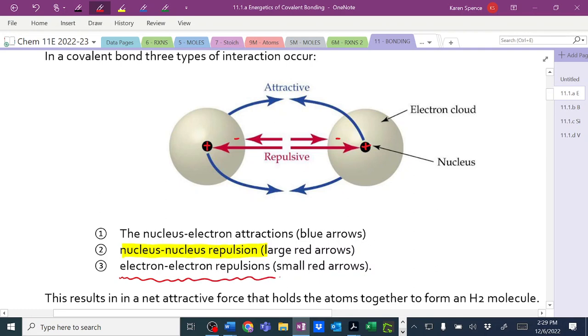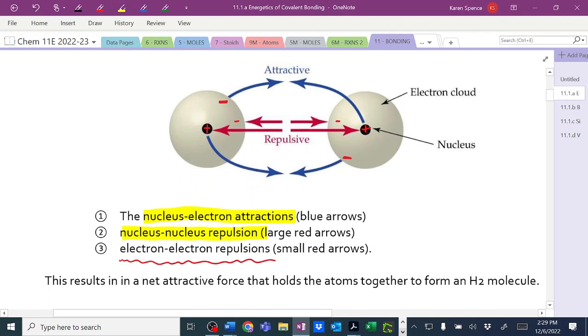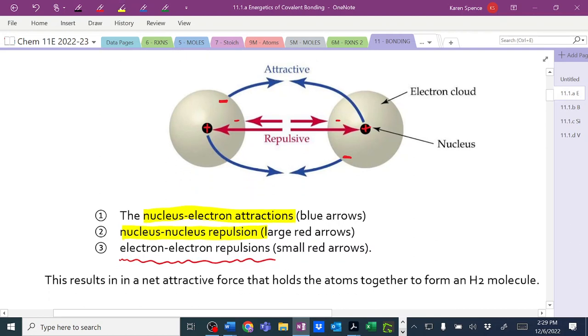So we have two repulsive forces, but then we have the electron cloud looking at the nucleus of the other atom and saying, ooh, that looks good. And then the electron cloud of atom B looking at the proton of the other atom and saying, oh, that looks good. So we have nucleus-electron attraction. So three different forces, two repulsions, two attractions. And all of these forces together balance out to give a net attractive force that holds the atoms together to form an H2 molecule. But there is a perfect distance at which those forces are in perfect balance.